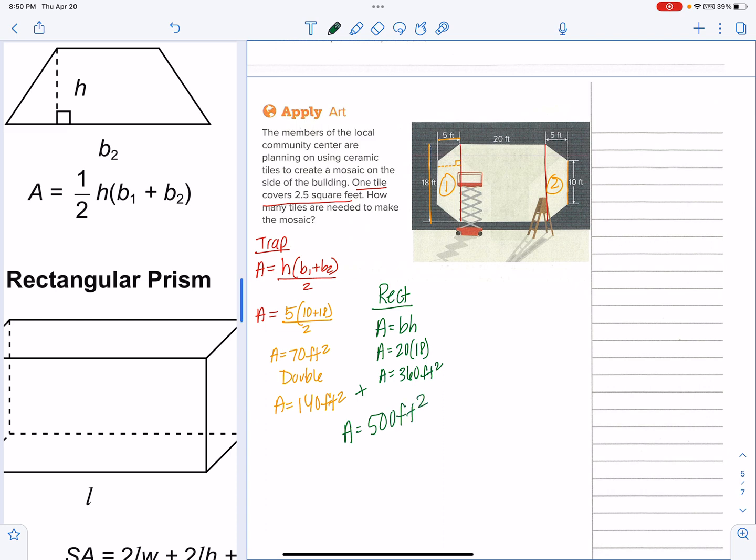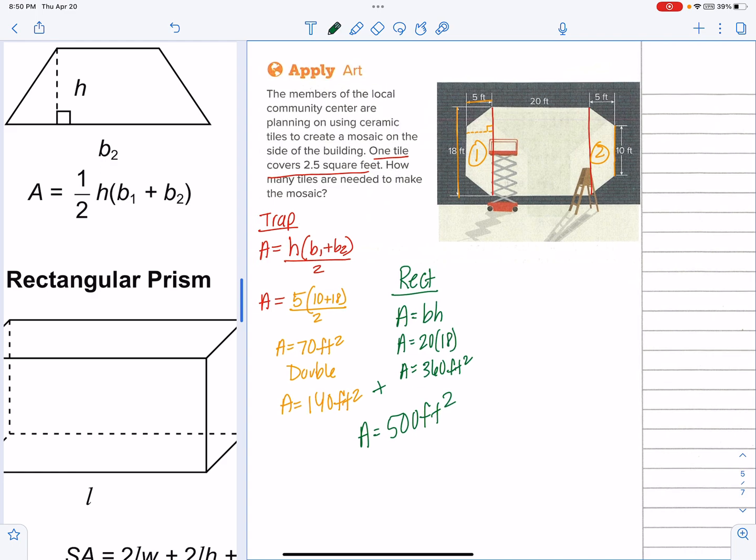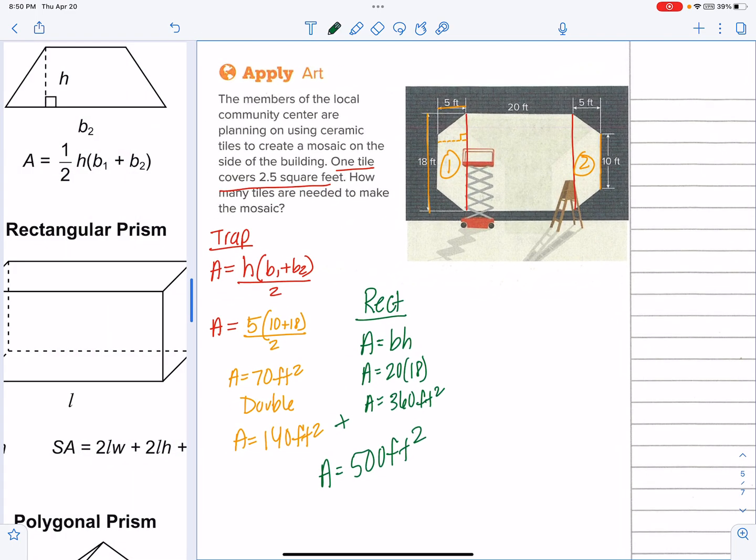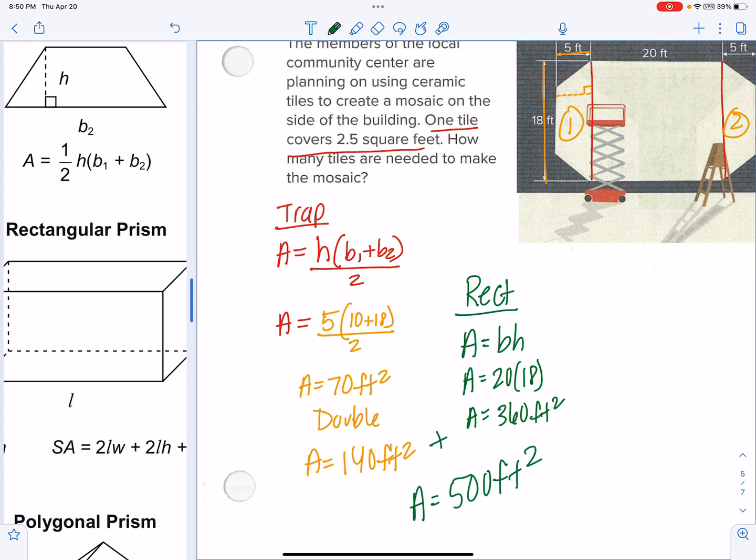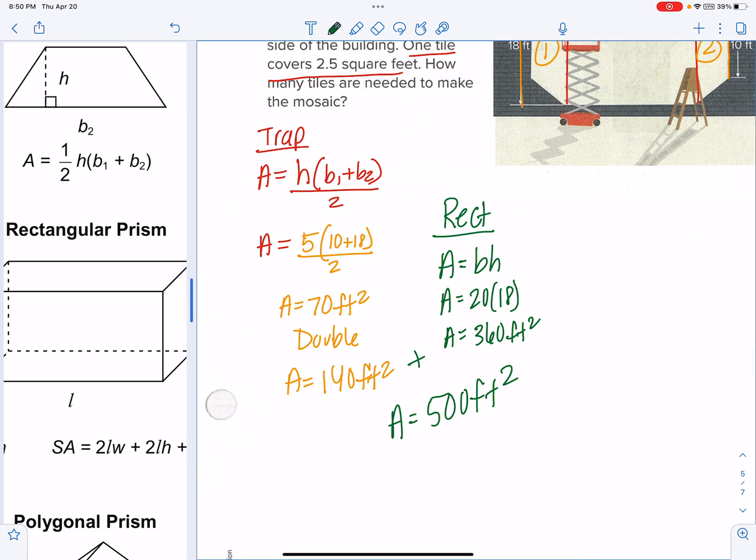We'd think that that's our answer, except they're being extra tricky with us here, and they're saying we have these tiles, and the tiles cover 2.5 square feet. So we need to divide this space by 2.5 square foot tiles to find out how many tiles we need, because someone decided that a tile shouldn't be 1 square foot, which would make this really easy because we would just buy 500 of those tiles.